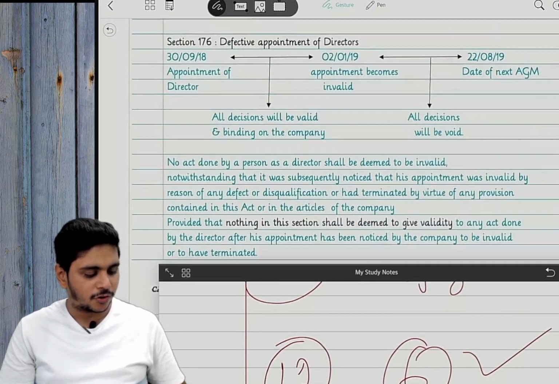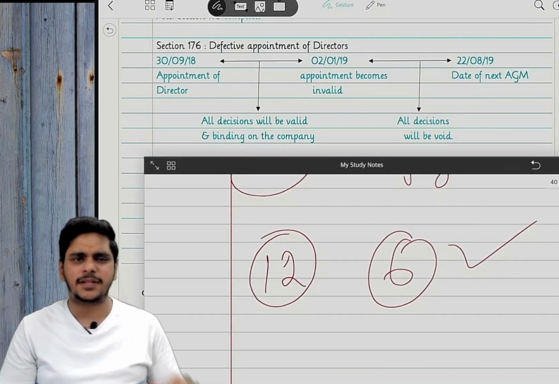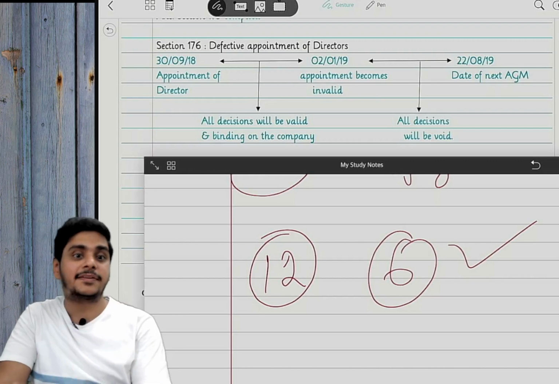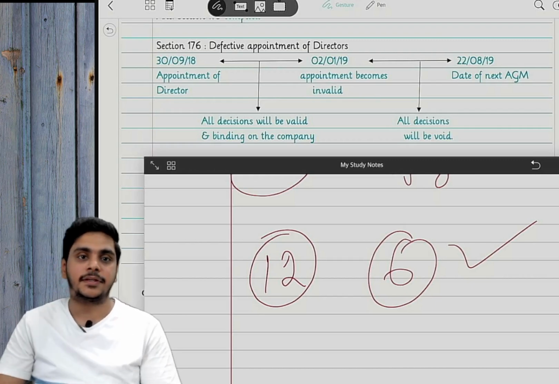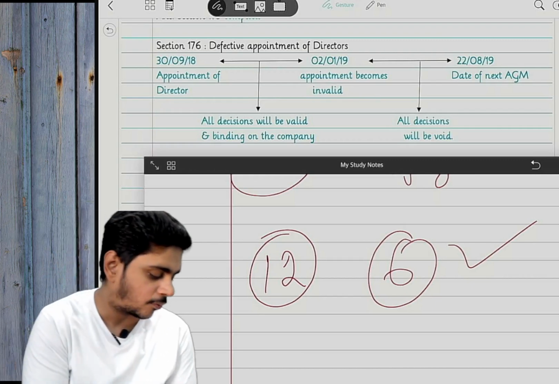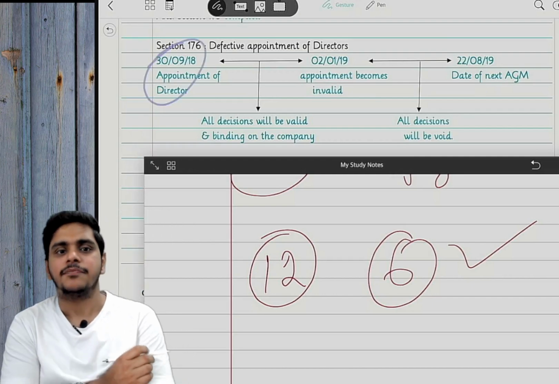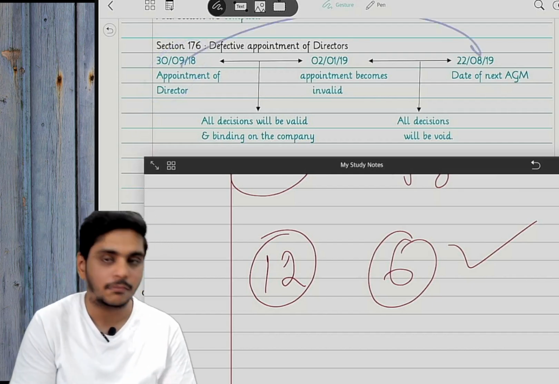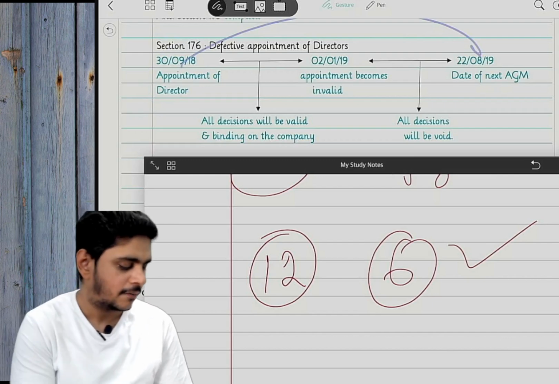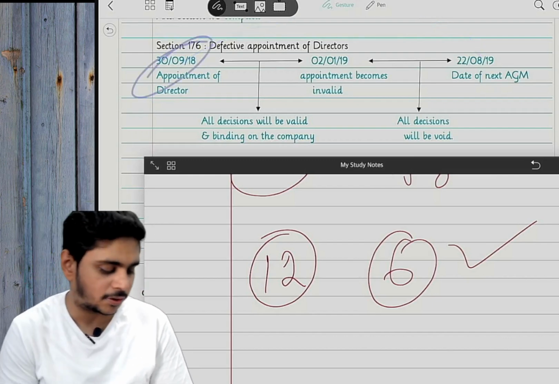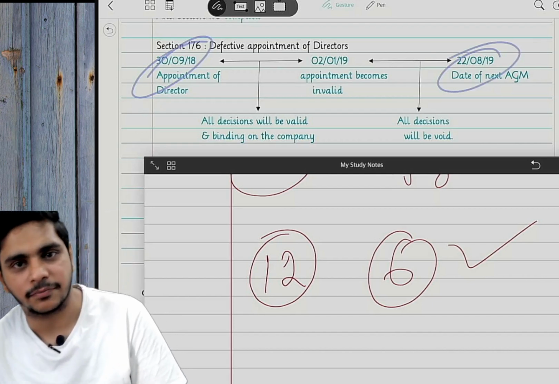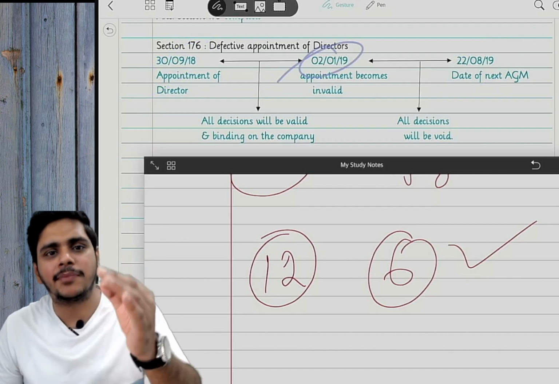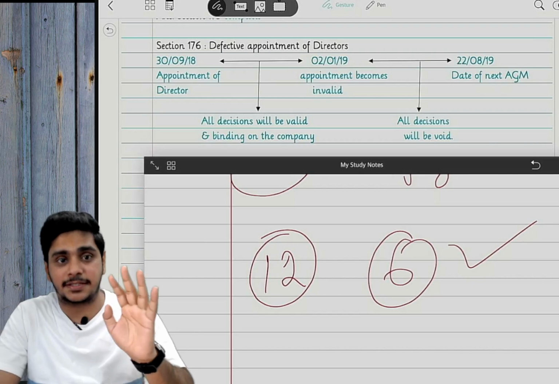Now we move on to next section 176, very simple. 176, defective. What will you say? Imagine a director is appointed on 30th September 2018. So director is appointed at the AGM date and he is a director till the next AGM, that is 30th September 2018 to 20th August 2019. Now what happened? On 2nd Jan 19, his appointment became invalid. Maybe his DIN is cancelled.